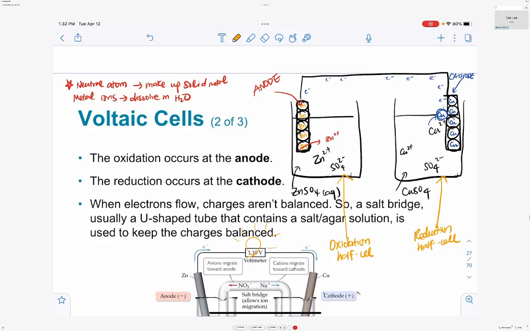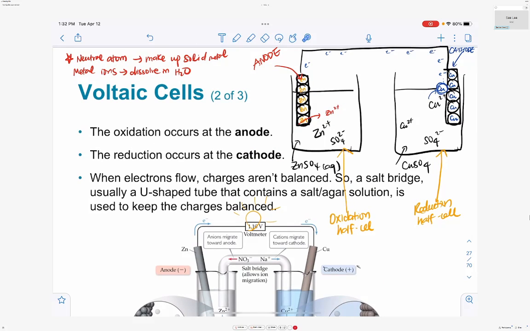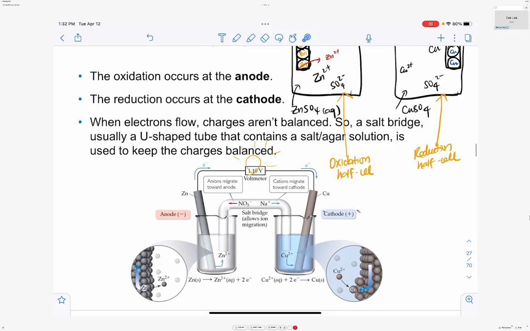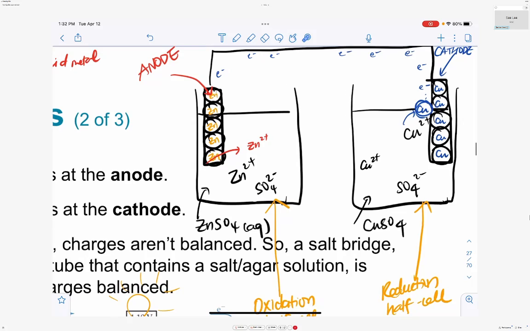So the last thing we need to talk about from this diagram is the salt bridge over here. Okay, salt bridge. So there's a salt bridge that looks like this.